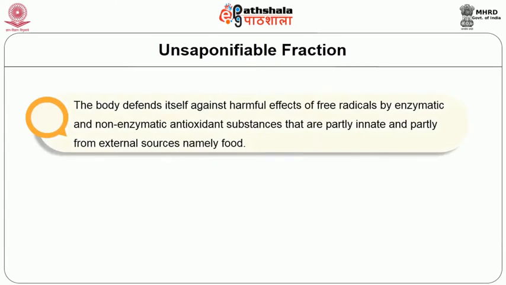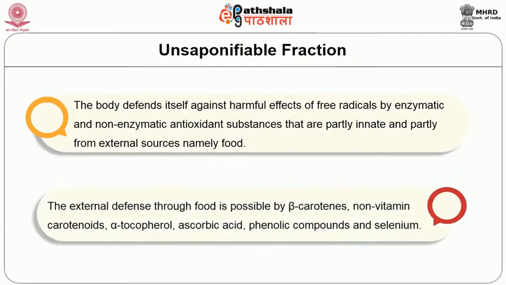The body defends itself against harmful effects of free radicals by enzymatic and non-enzymatic antioxidant substances, which are partly innate and which have to be derived partly from external sources, which is food. The external defense through food is possible by beta carotenes, non-vitamin carotenoids, alpha tocopherol, ascorbic acid, phenolic compounds, and selenium.